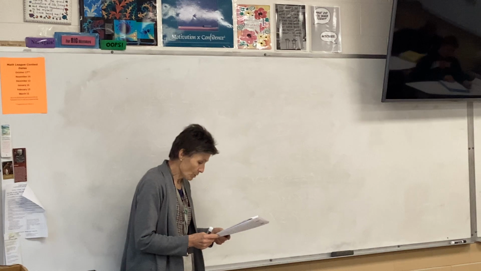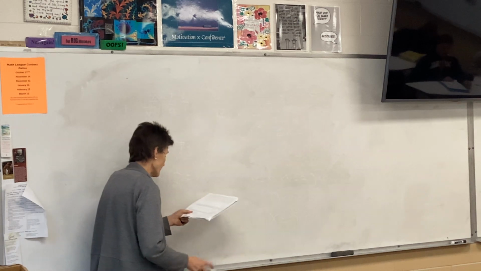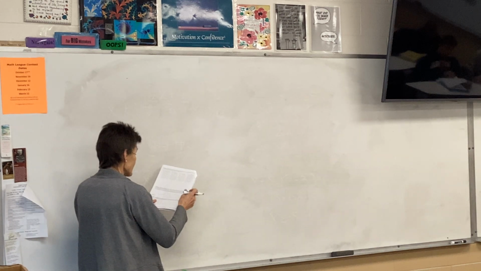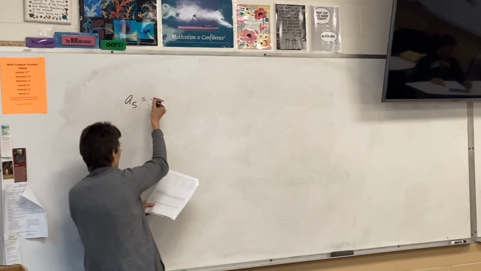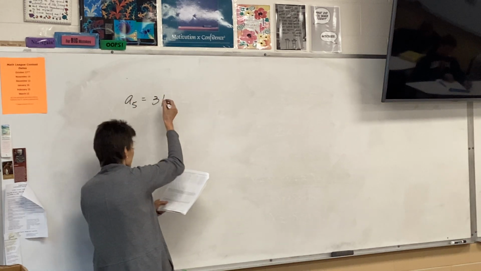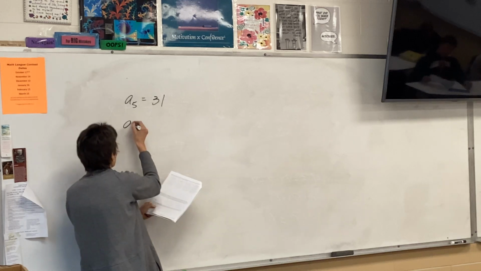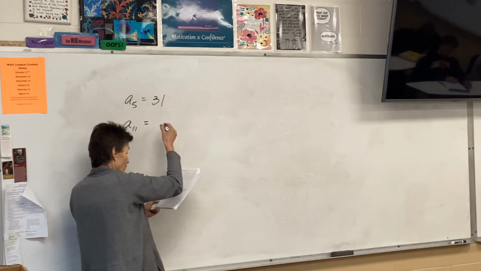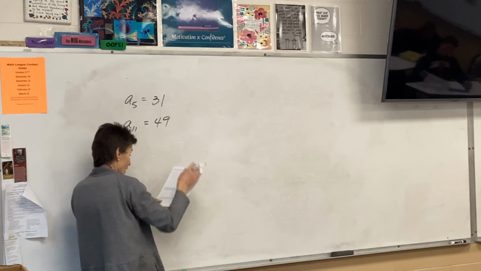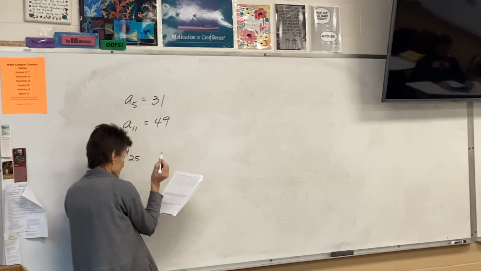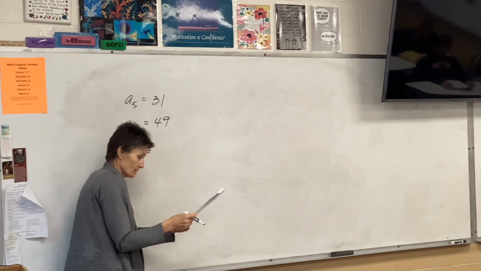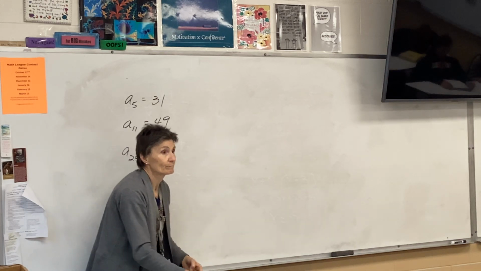The fifth row has 31 seats. So since it says it can be modeled by an arithmetic sequence, I'm just going to say a sub 5 is 31, and a sub 11 is 49. And I am going to determine how many seats there are in the 25th row. So does that make sense to you?